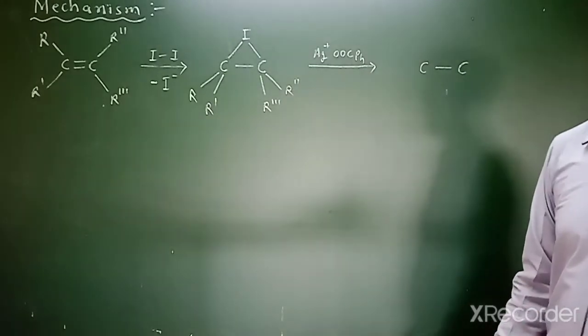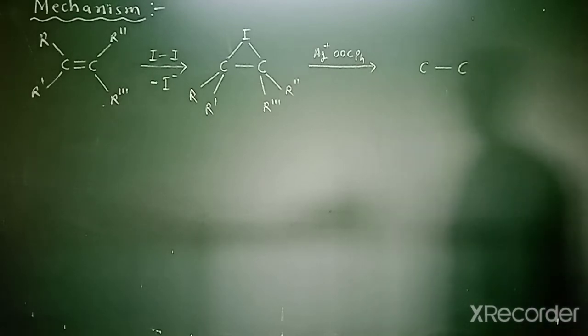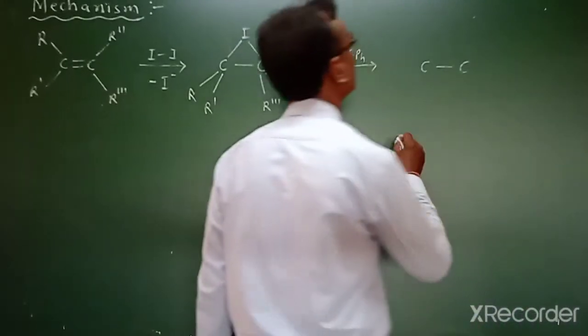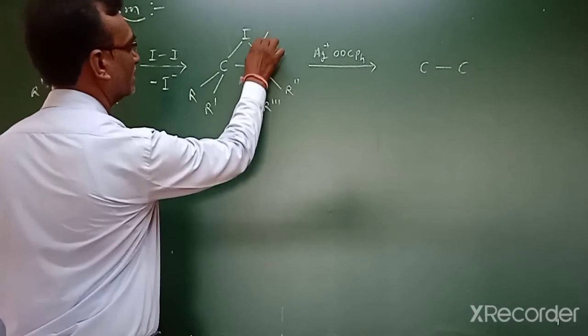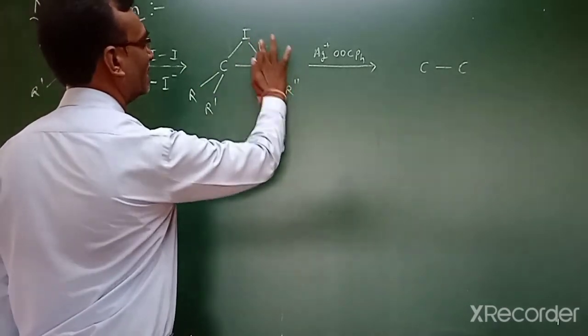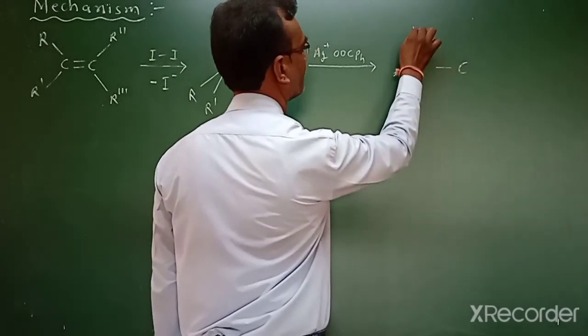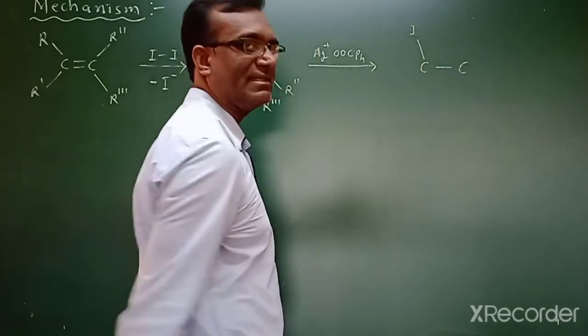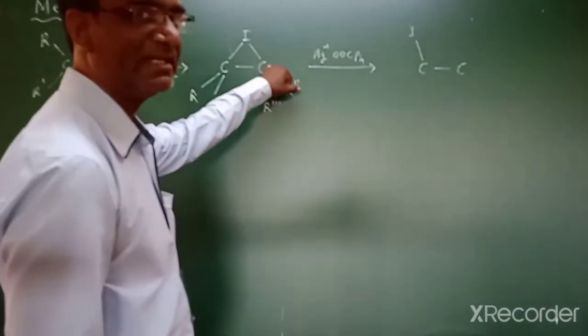Now let us see how the benzoate derivative is formed, in which the first benzoate group gets added to one of the carbons of the carbon-carbon bond. For that, one of the bonds, this one, breaks down. After breaking this bond, this iodine will get free from the second carbon atom.